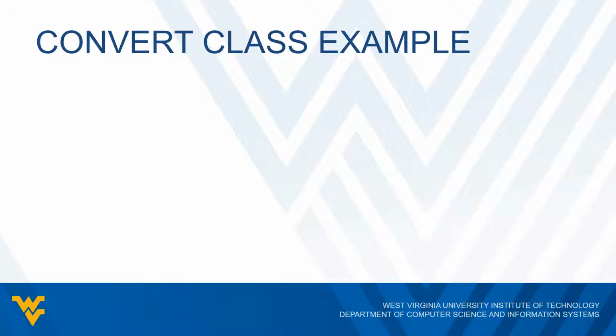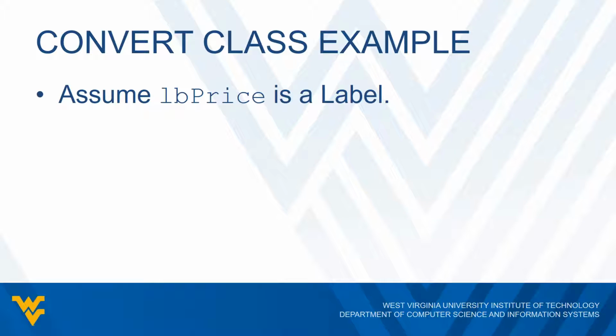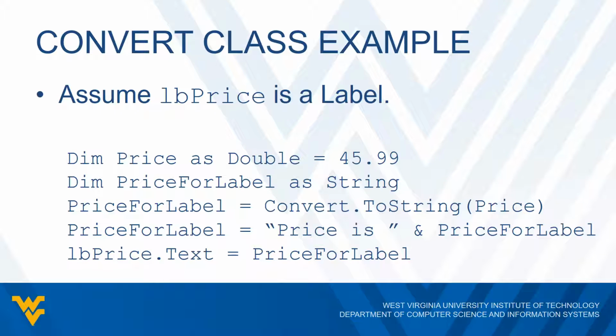Let's do an example of using at least one of the methods from the Convert class just to help us out. Now we're going to assume that we have a label called lblPrice. And what we're going to end up doing is creating some string and we'll put it as the text portion of this label. So here is our code. We see here that we have a price variable of type double. It's initially 45.99. And then we have a string variable called priceForLabel. Initially it's null, that's okay.